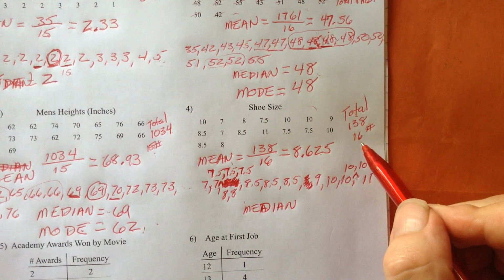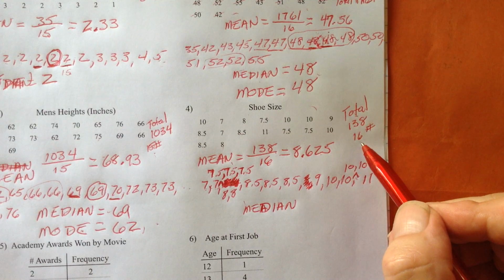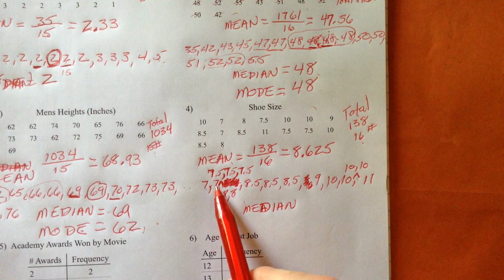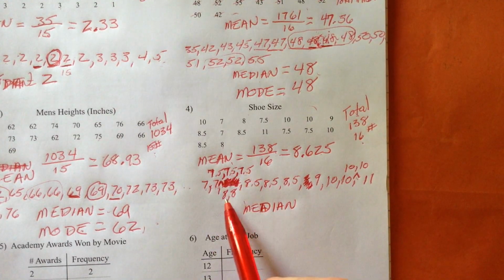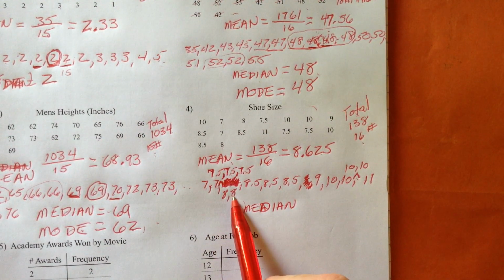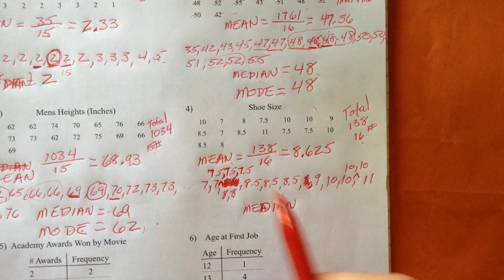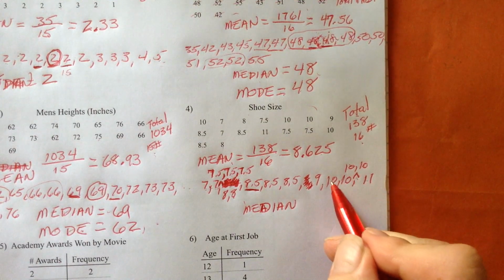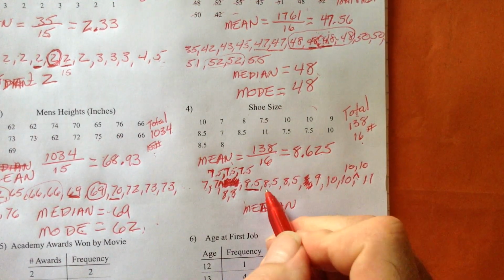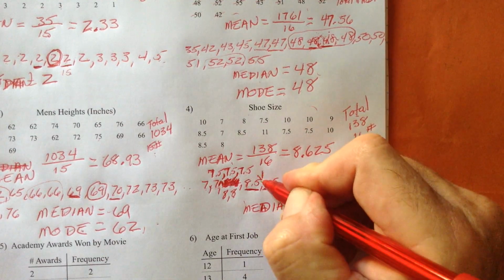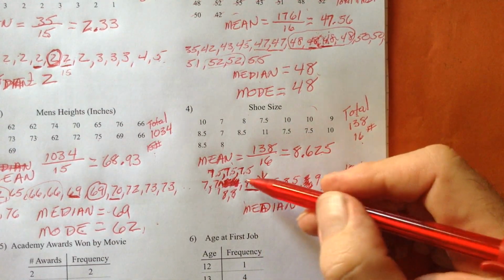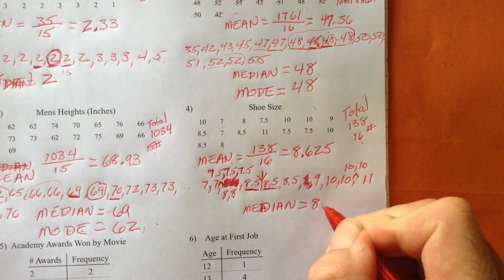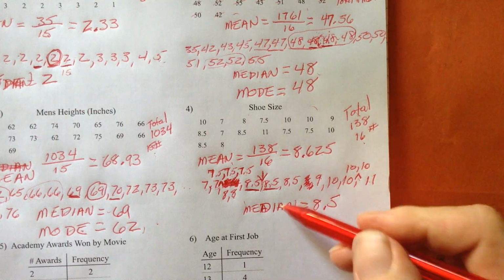So here I have 16. Half of 16 is 8. So I'm going to have 8 on one side and 8 on the other. So I go 1, 2, 3, 4, 5, 6, 7, 8. So here's 8. And then 1, 2, 3, 4, 5, 6, 7, 8. So here's the middle right here. And since both of these are 8.5 and 8.5, the middle's going to be 8.5. Okay, that'll be the median.